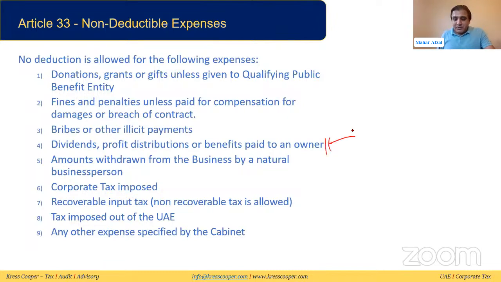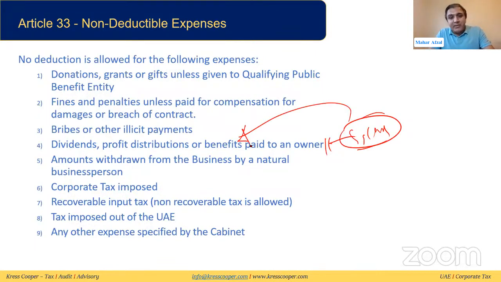The law is silent about the salary. How much salary can we claim? Does salary fall under the benefit? No, I didn't think so. It falls under the benefit. We need to wait for the regulations on this.